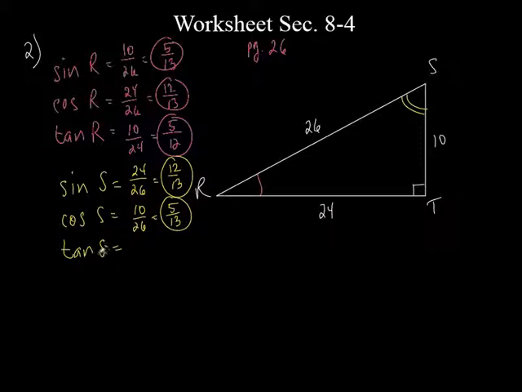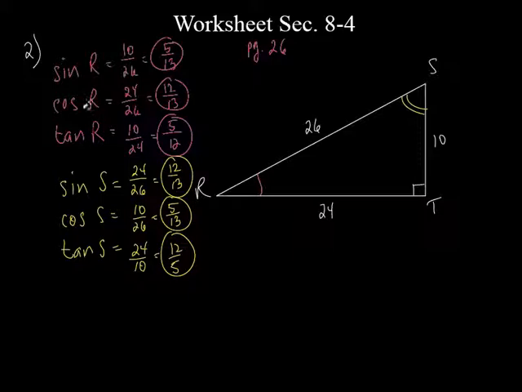And let's do the tangent of angle S. The tangent is opposite over adjacent, 24 over 10. Reduce it, 12 over 5. I just want you to see something. Look, the sine of angle R is 5 over 13. Let's go down here and find the cosine of the other angle. Look, the sine of one angle and the cosine of the other angle is exactly the same thing. They're both 5 over 13.